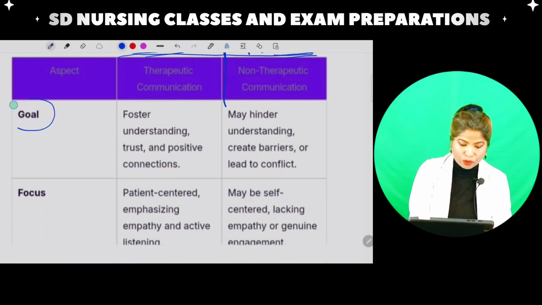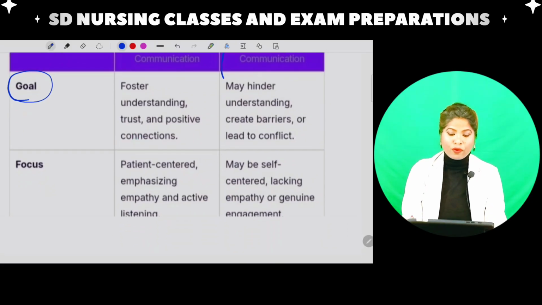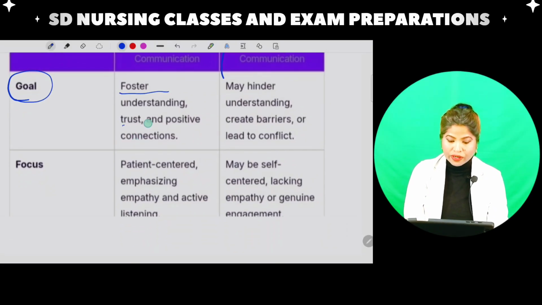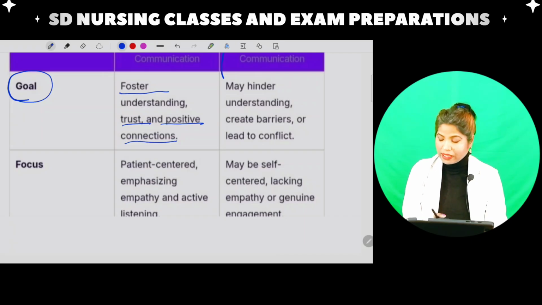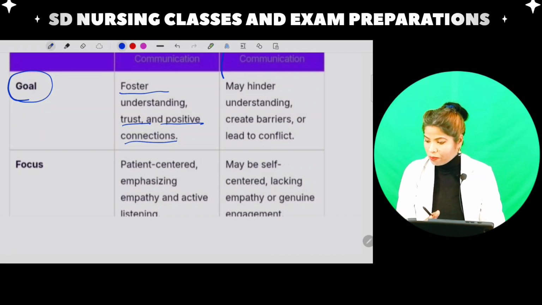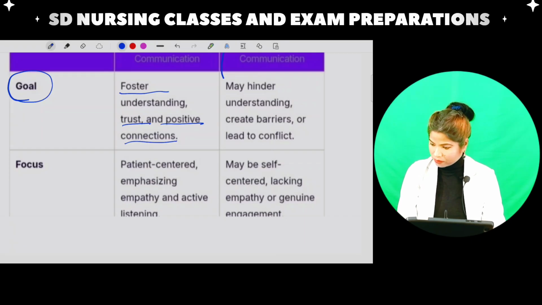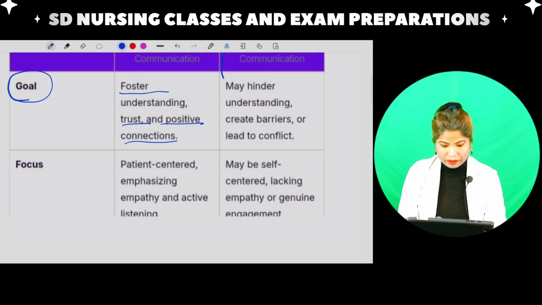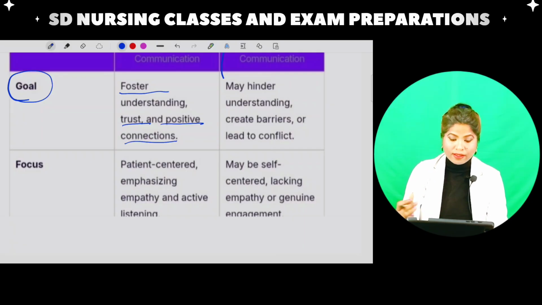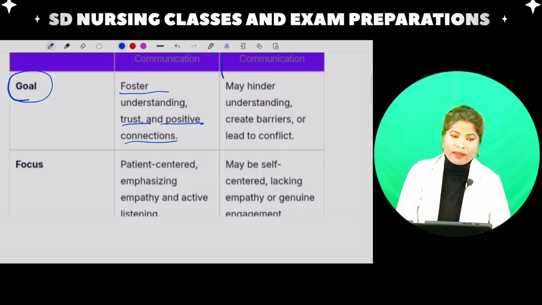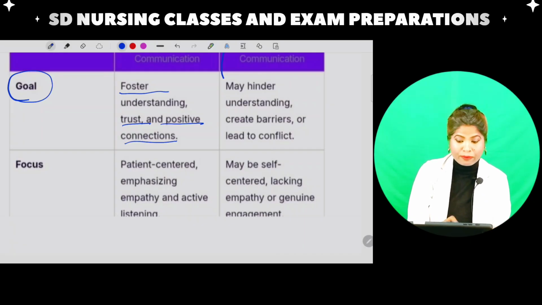So the first one is the goal. The goal of therapeutic communication is to foster understanding, trust, and positive connection. Everything is very positive. It is to encourage the patient, the client, and the family member, and to build trust. When our communication is strong, the trust and positive connection will automatically improve. We already studied that.